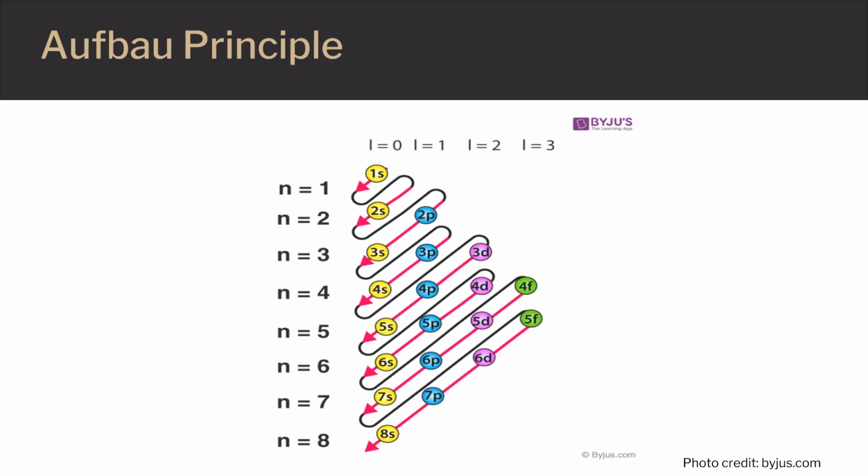The Aufbau principle states that electrons fill lower energy atomic orbitals before filling higher energy ones. Aufbau is German for building up. By following this rule, we can predict the electron configurations for atoms or ions.